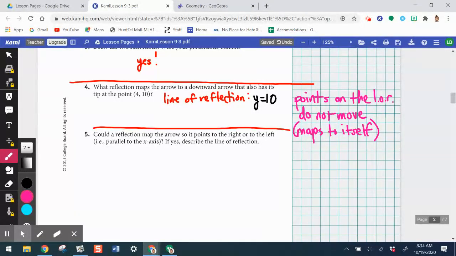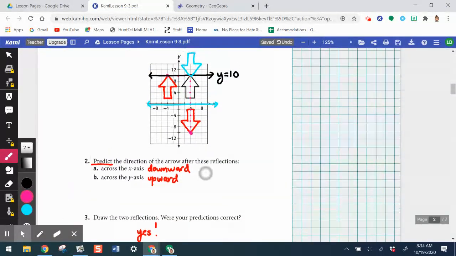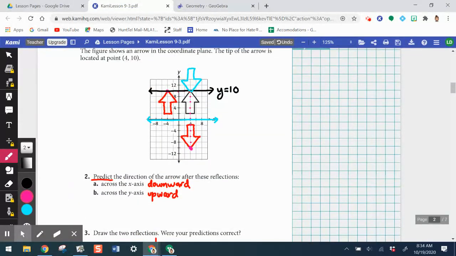Well, if we think about it in that term, however far a point is from the line of reflection, that's how far it has to be after the reflection. So if there is a point on the line of reflection, it's technically a distance of 0 to the line of reflection. So that's why it appears to not move, or in this case, how we got the tip of the arrow to remain at 4, 10. It's the line y equals 10.